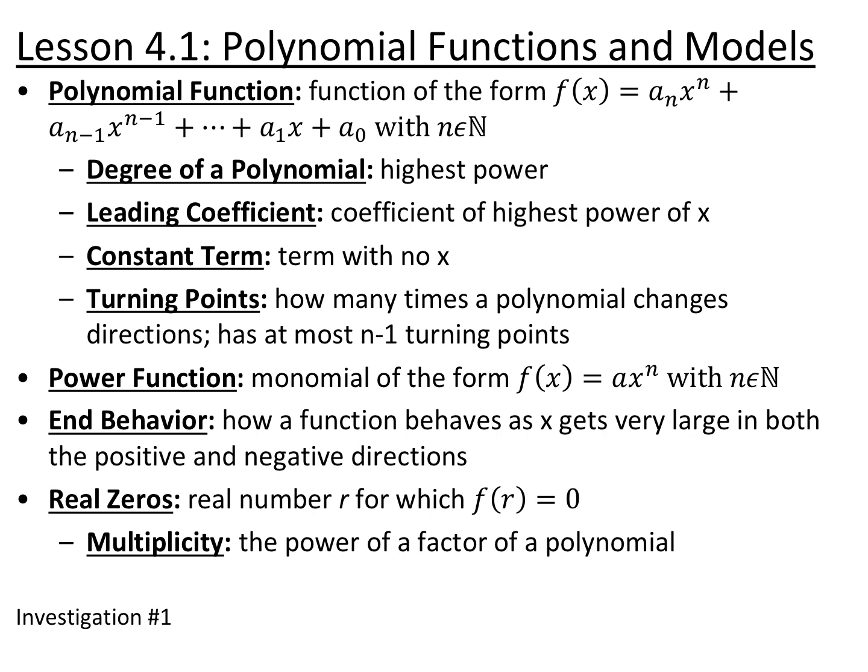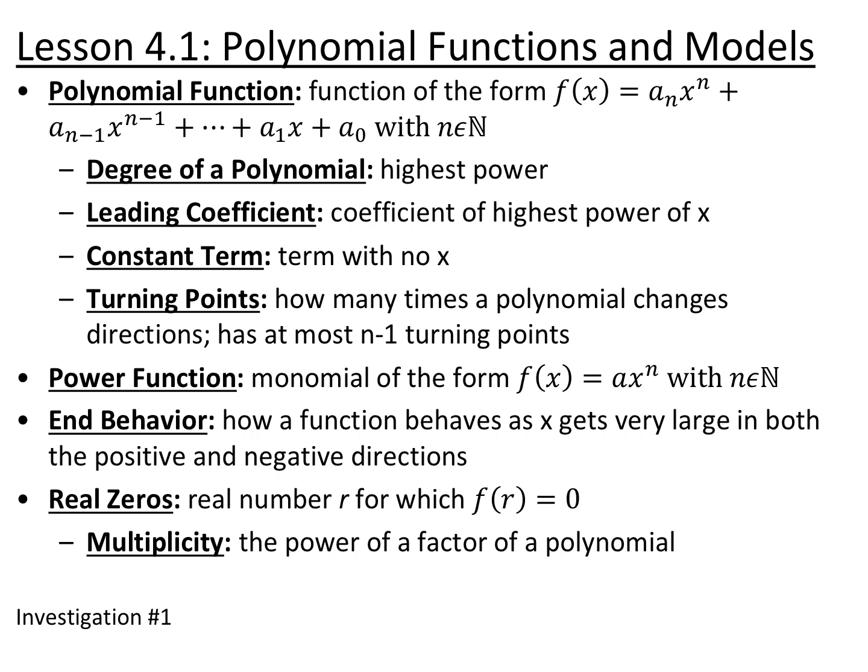Turning points are how many times a polynomial changes directions, and a polynomial has at most one less than its degree turning points. So if it was a degree 5 polynomial, it can have at most 4 turning points. A power function is a monomial of the form f of x equals a times x to the n, where your n, again, is a natural number, so just those one terms.